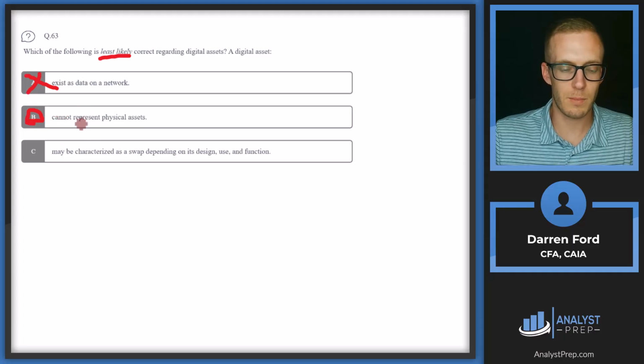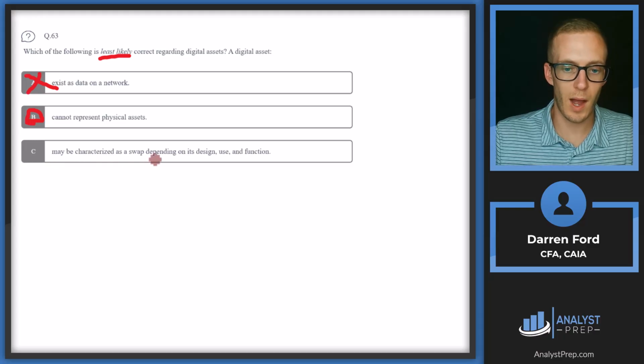It can represent physical assets, and this is essentially what tokenization is. It could represent ownership in real estate or some other physical assets like art. And then lastly, C, may be characterized as a swap, depending on its design, use, and function. I think we can rule this out too, since the term digital assets is pretty broad and flexible, and it could be set up like a swap in theory.